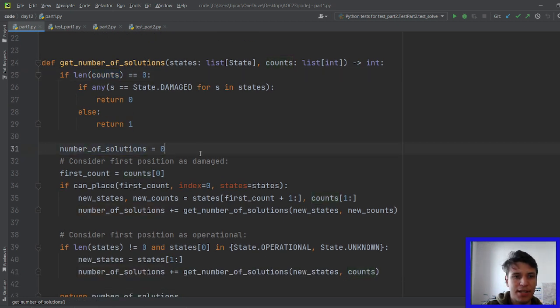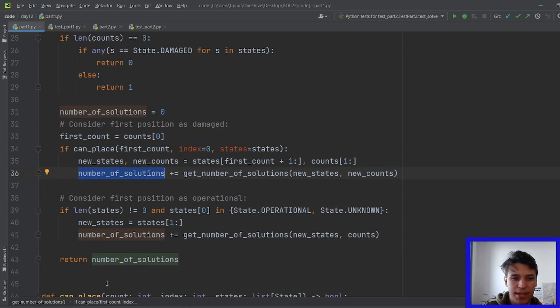2 possibilities. First, the first position might be damaged, or the first position of the states might be operational. And for each of those possibilities, we count the number of solutions, then we add them up, and this will be our total solution. So for the first possibility, we want to consider that the first position is damaged. First, we want to figure out if that's actually possible. So in particular, if we can place the first count at index 0.